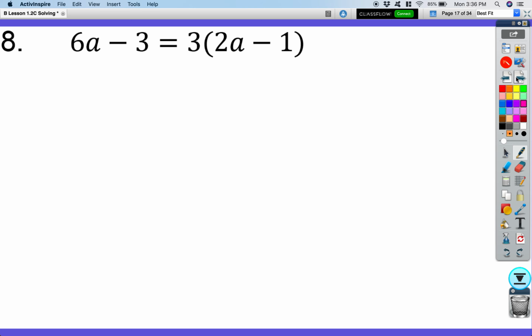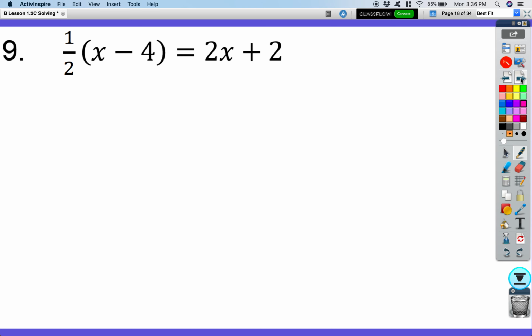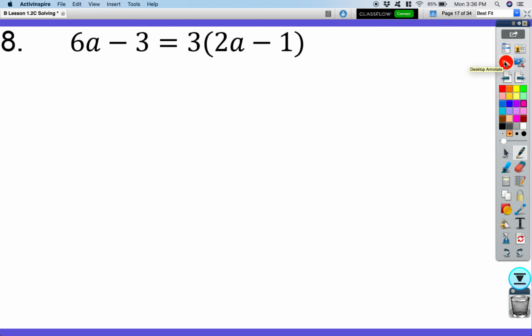All right, so let's see. I would like you guys to go ahead and try the next two. So pause it right here. I want you guys to go ahead and solve these two and then determine if it's a one solution, no solution, or infinitely many solutions.